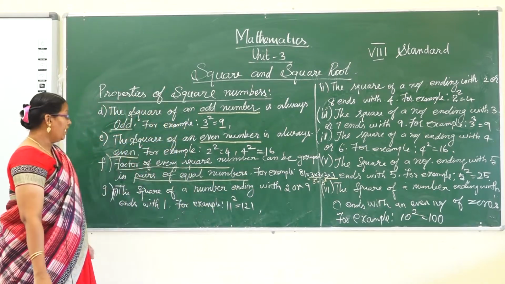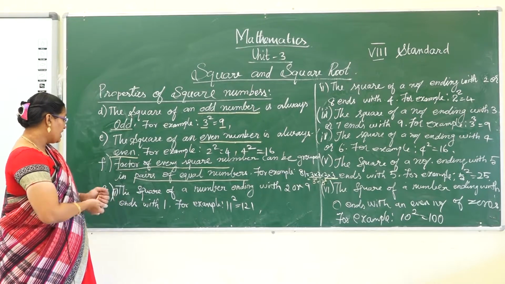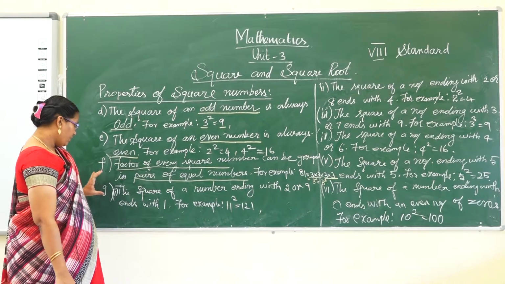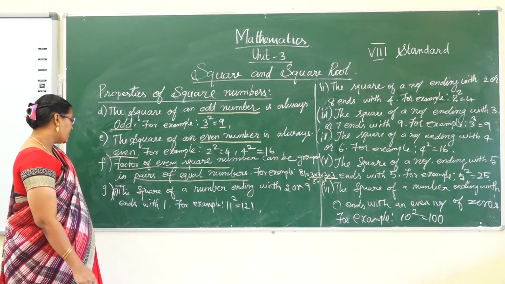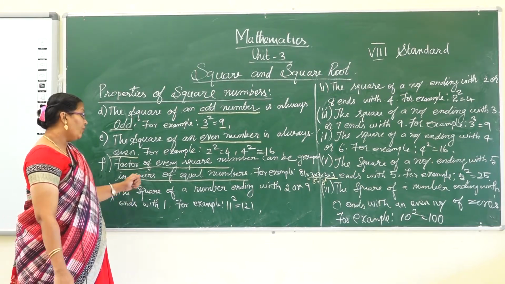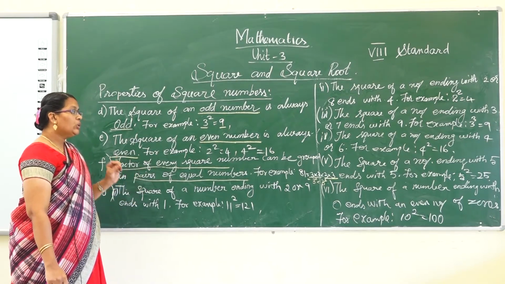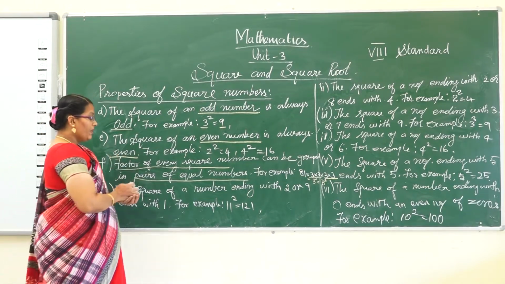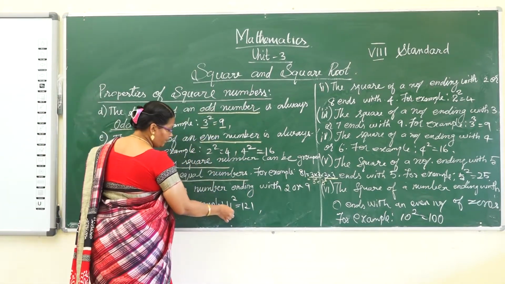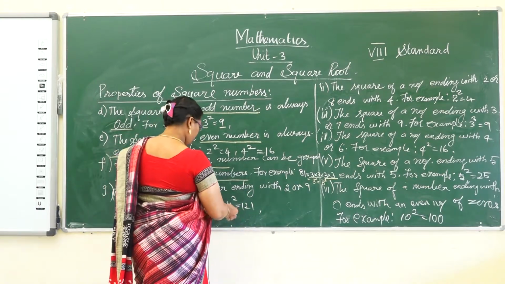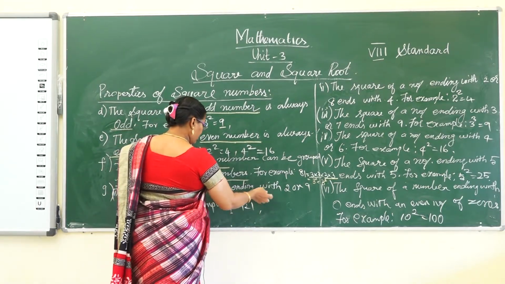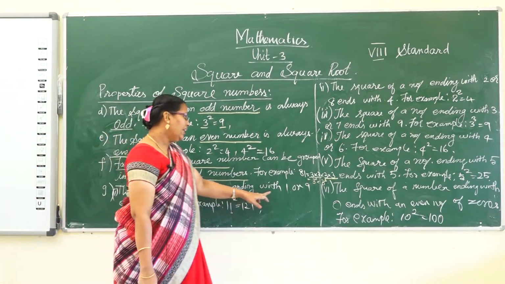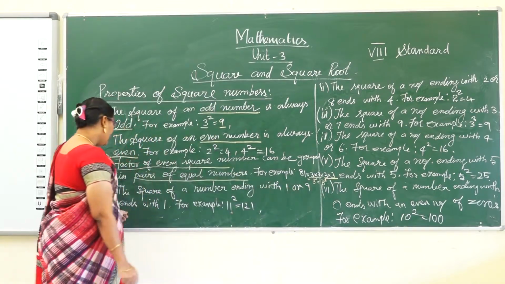Pairs of equal numbers. And the next one, G, it has 6 properties. G is one of the properties, and there are 6 types of properties. The first one: the square of a number ending with 2 or 9. When we square a number, okay? Ending with 2, or the square of a number ending with 1 or 9 ends with 1.